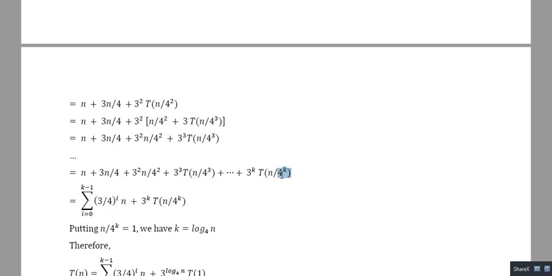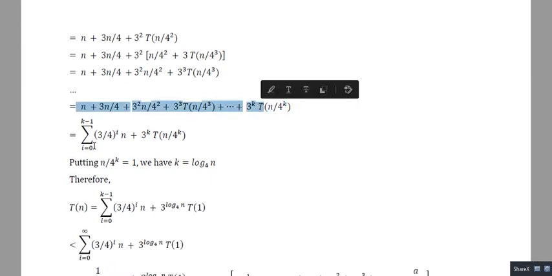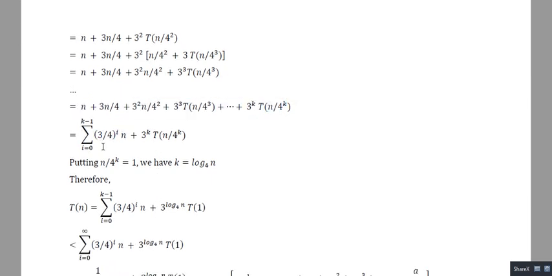So now let us assume that T1 occurs after the kth iteration. So this particular thing will be 1. Right. So now the same thing can be written mathematically like this. That is summation of 3 by 4 power i into n, i varies from 0 to k minus 1. The previous term will be 3 power k minus 1. Right.